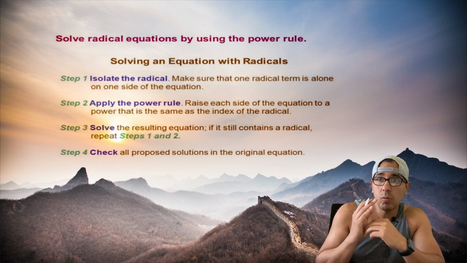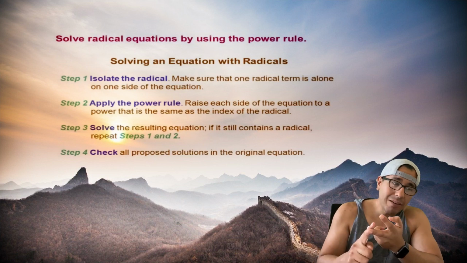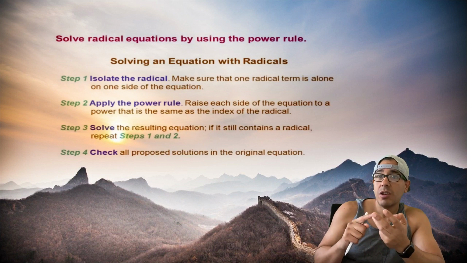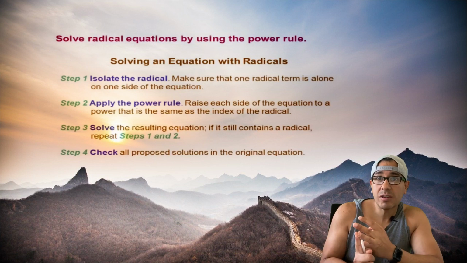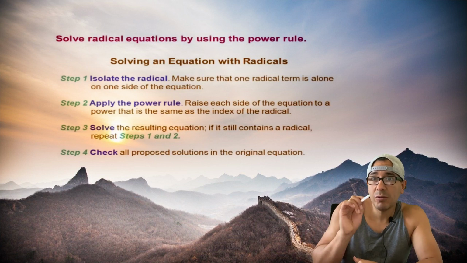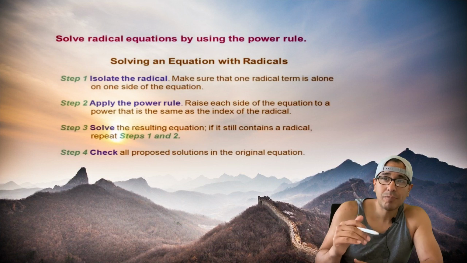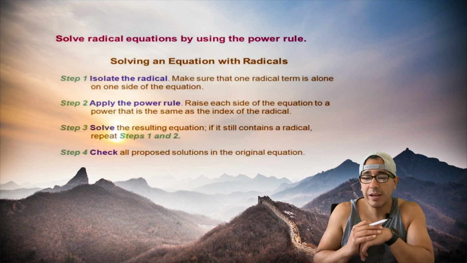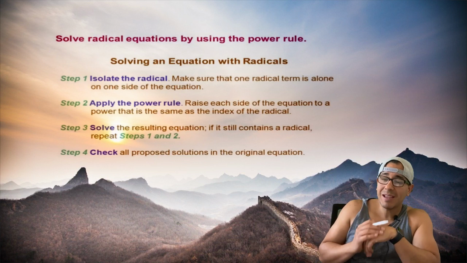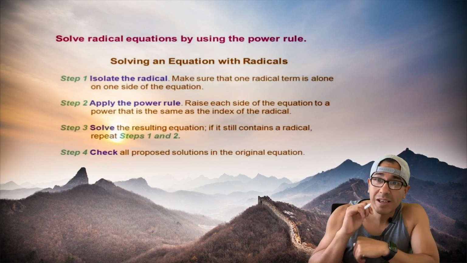Step 3, then we're going to solve. So you might have a linear equation, you might have a quadratic equation, you might even have another radical equation. And so we'll look at what happens when I do have that case. Because in step 3, if you do end up with another radical equation, you just follow steps 1 and 2 again. We'll see. I'll give you a great example here. And then don't forget that you gotta make sure all your solutions work. So you gotta check your work.